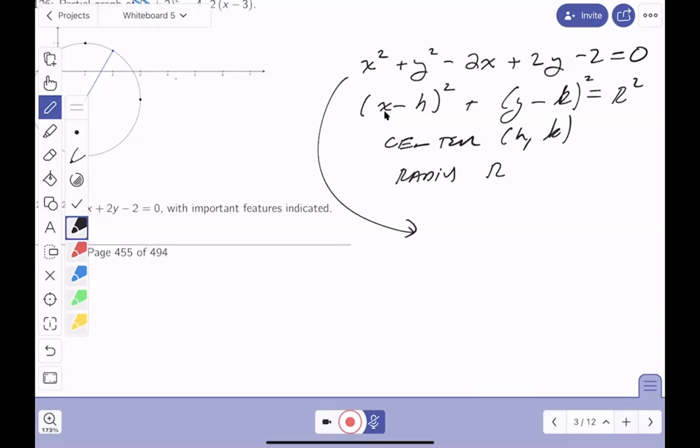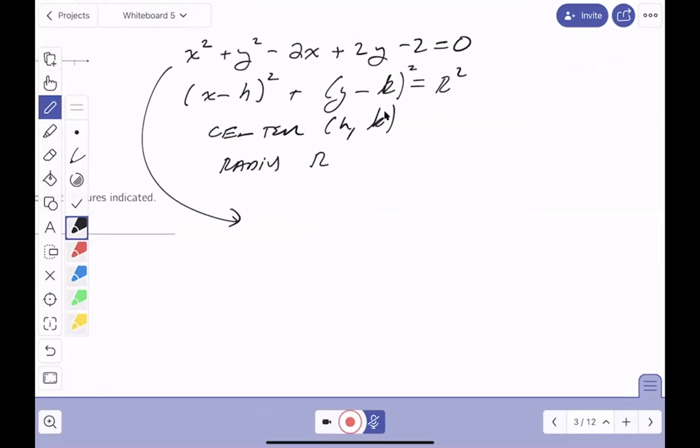Let's try to get it in standard form, and then we'll look at the graph and reaffirm our beliefs that we know how to do this. So x squared minus 2x, getting the x's together, then the y's together. Get the number on the other side. It sort of looks right. Now complete the square. Half of minus 2 is minus 1. Square it, you get 1.